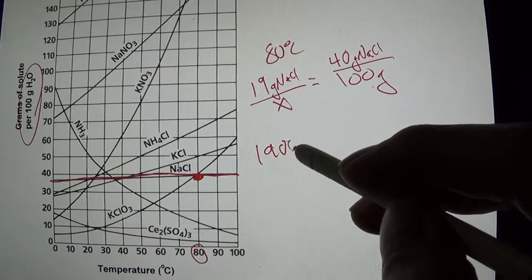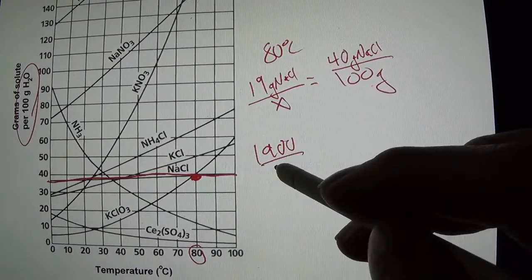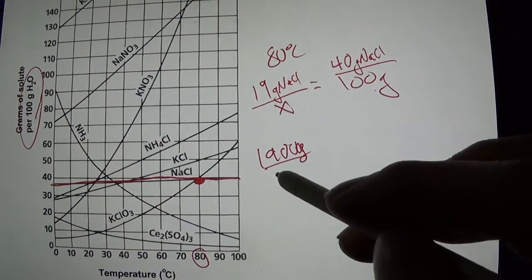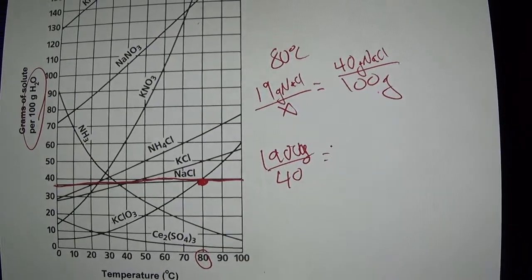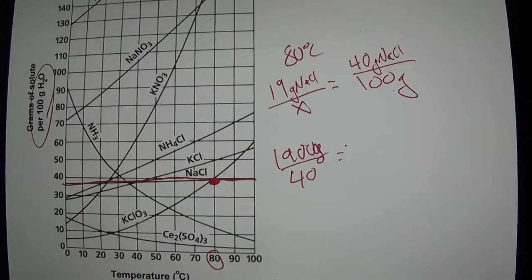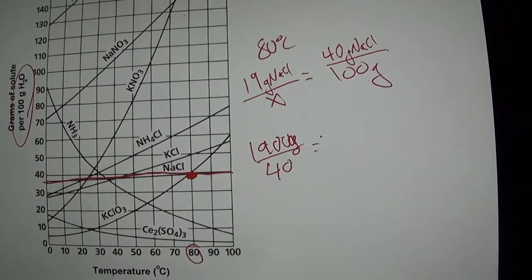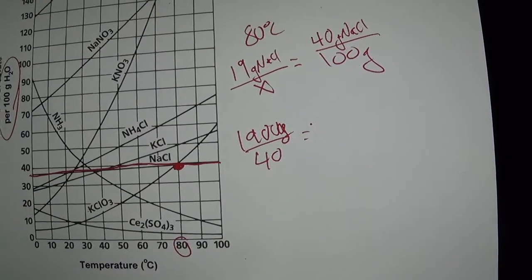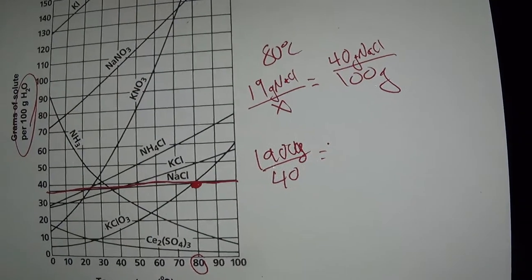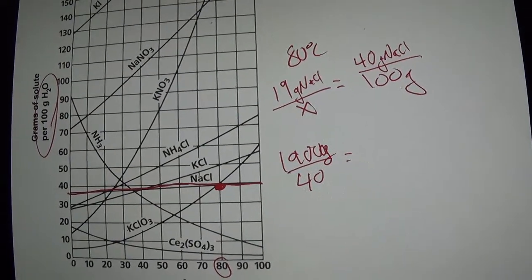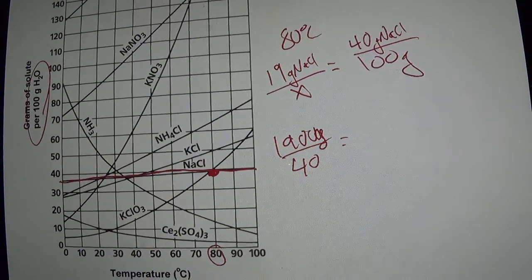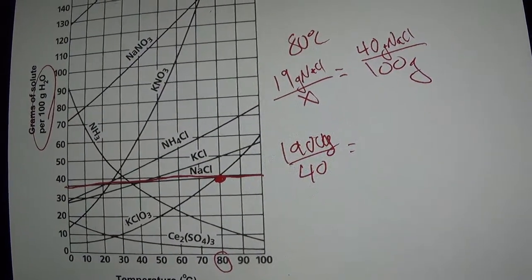So it'll be 1900 grams divided by 40. And whatever that's going to be is going to be the minimum amount of water that will dissolve 19 grams of sodium chloride. So that's pretty cool. We can actually predict that. So yeah, I'm going to actually get out my calculator now. And I'm going to take 1900 and I'm going to divide it by 40.